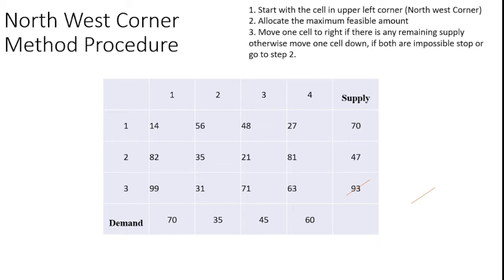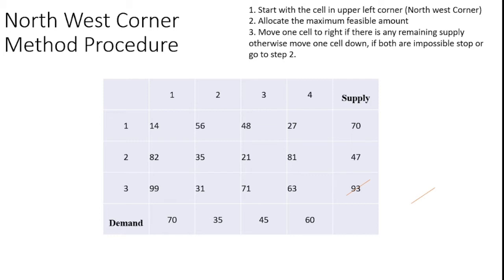This has a certain procedure. The procedure is: first step, start with the cell in the upper left corner. Second step is allocate the maximum feasible amount. And the third step is move one cell to the right if there is any remaining supply. Otherwise, move one cell down. If both are impossible, stop, or go to step 2. These are all the procedures of the Northwest corner method.